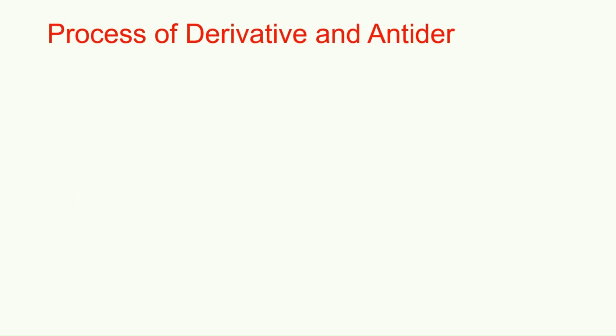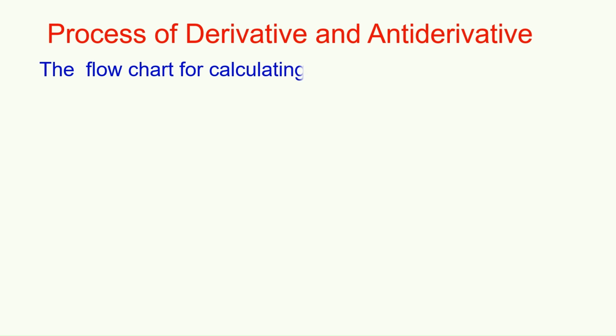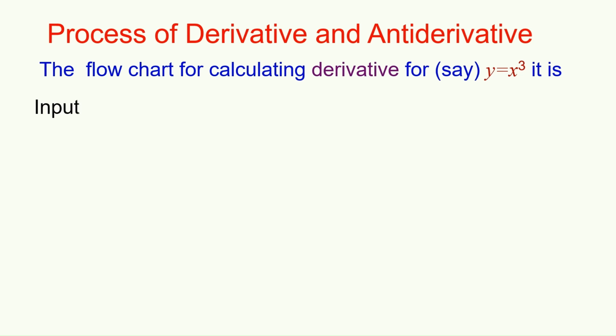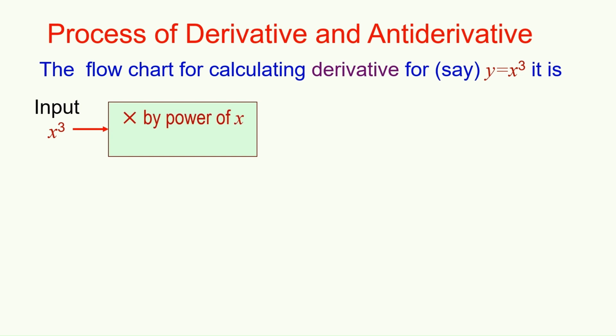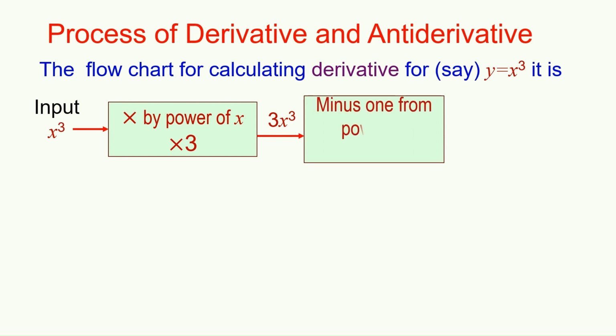Process of derivative and antiderivative. The flowchart for calculating the derivative, for, say, y equals x cubed, is as follows. Starting from the input x cubed, the next block multiplies by the power of x, or times 3. This gives 3x cubed. The next block subtracts 1 from the power, or divides by x, and gives the output 3x squared.